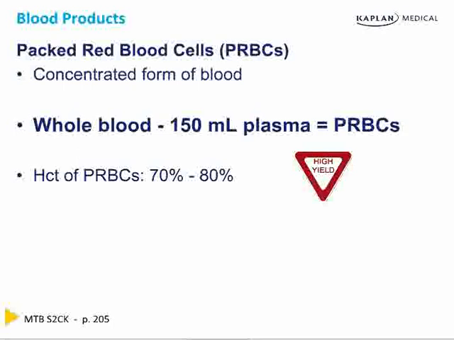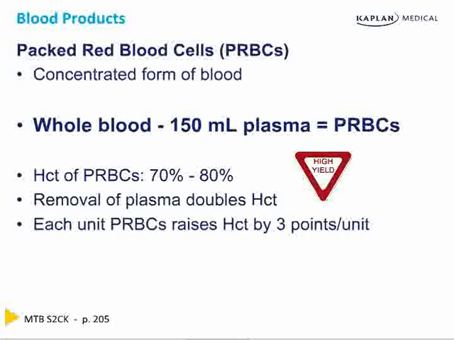Now that means you've got to understand that that's why you can get such a big increase in the hematocrit with 1 or 2 units of packed cells. If you remove the plasma, it doubles the hematocrit, and each unit of packed cells raises the hematocrit by 3 points. Why is this important?